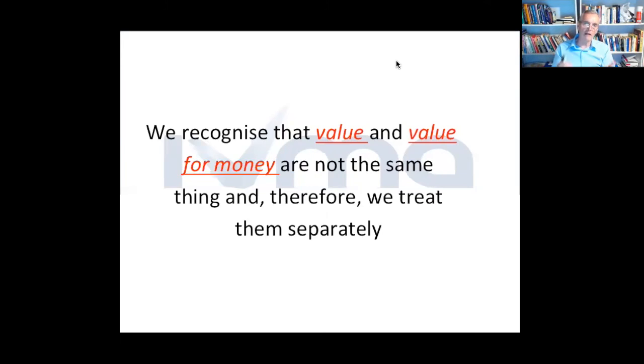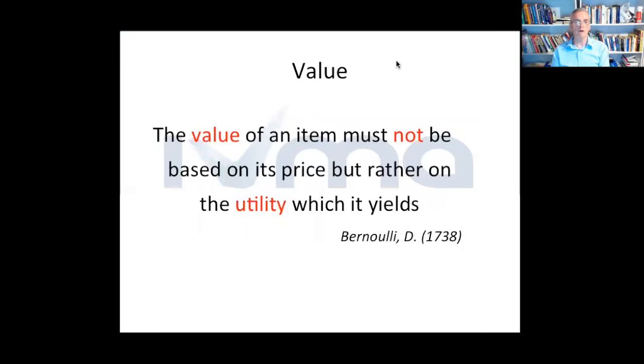They're not the same thing. Sometimes the term value is used with no reference to money whatsoever. In other cases, of course, it's entirely to do with money. So we recognise that value and value for money are in fact different concepts, and we want to treat them separately. So value we have already defined. We now start to move on to the broader one of value for money.